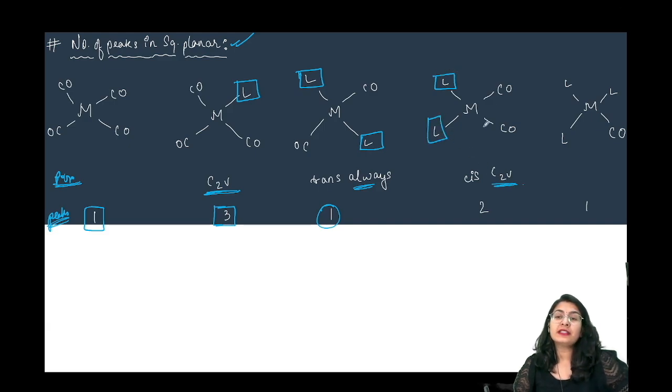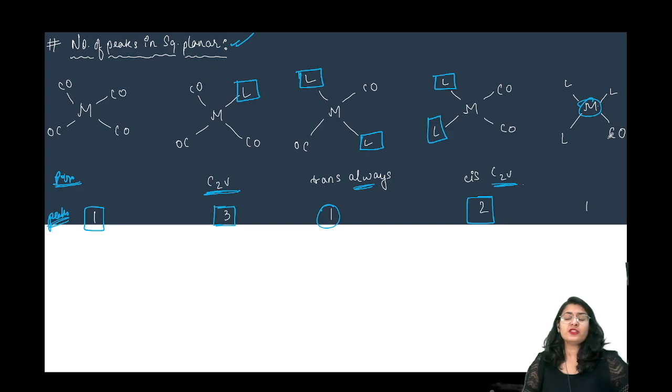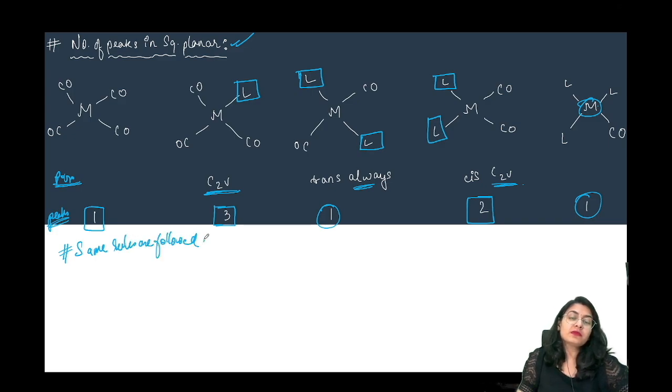And if I put the 2 ligands cis, then it is going to be C2V once again. What happens in C2V? The number of peaks equals the number of carbonyls. So that's why it is 2. Then finally we go over to this one where I have only one carbonyl and the remaining 3 are just ligands. So 1, because there is only one carbonyl left. So here also the same rules are followed as in octahedral complexes.